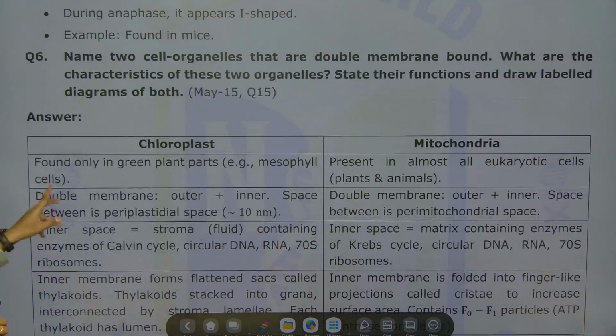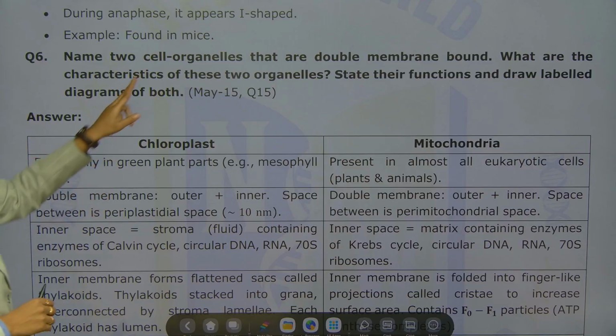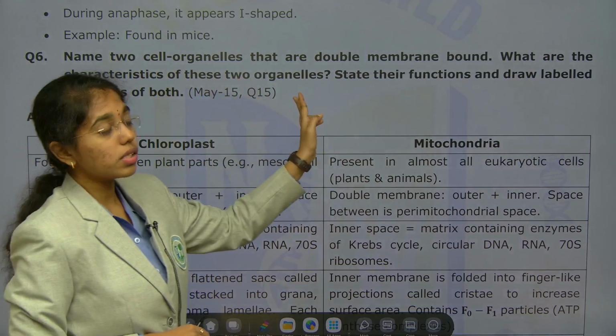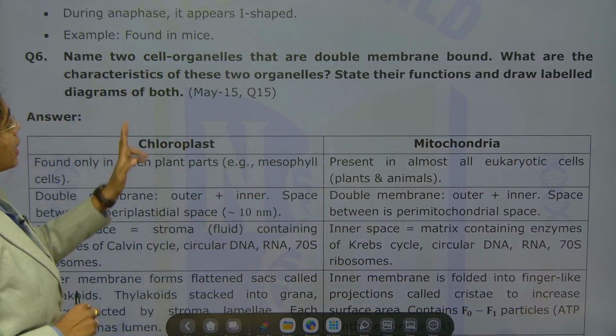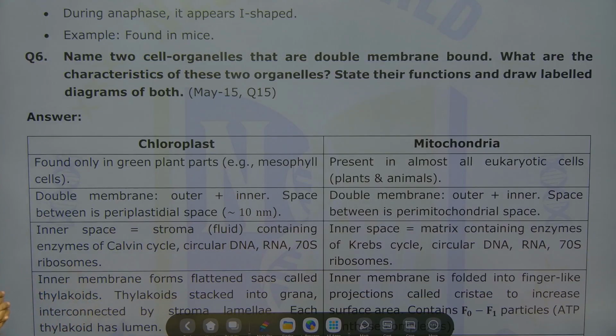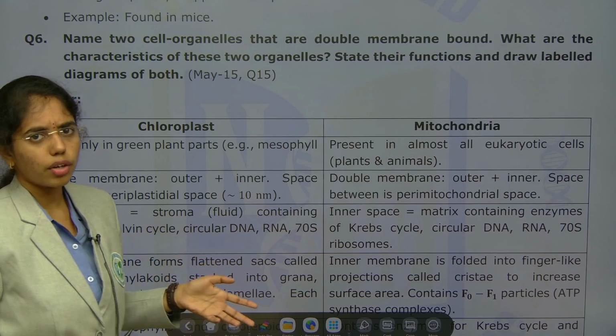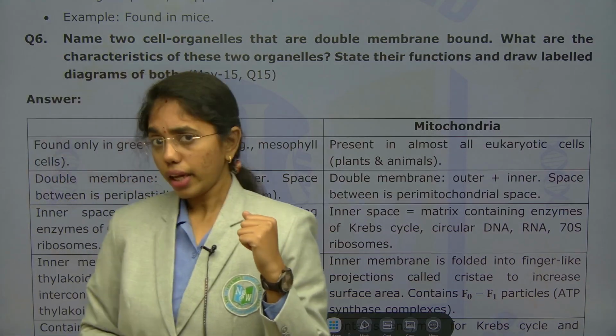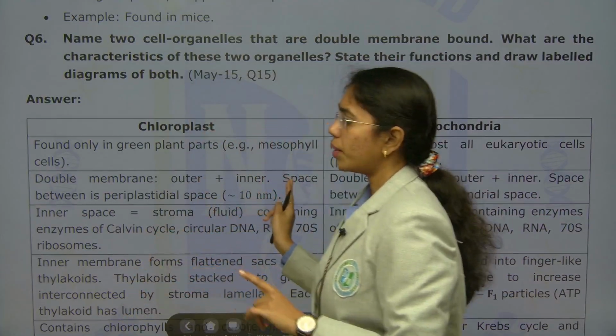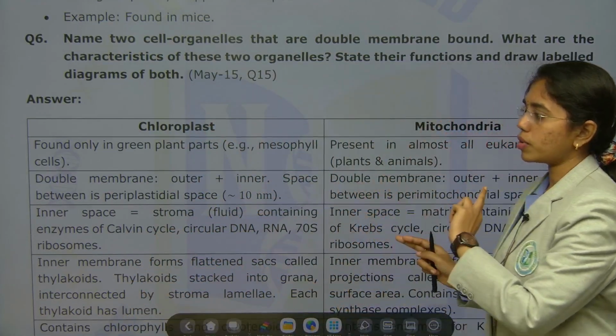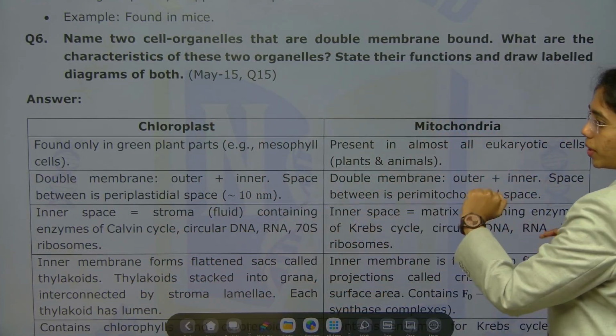Next, the last question of today's session. The question is to mention two cell organelles that are double membrane bound. What are the characteristics of the two organelles? State their functions by drawing neat labeled diagrams. It was asked one time. For two double membrane bound organelles, you can take anything: chloroplast, mitochondria or nucleus. Amongst these three, you can take anything. But here we are going to compare two semi-autonomous organelles, that is chloroplast and mitochondria.